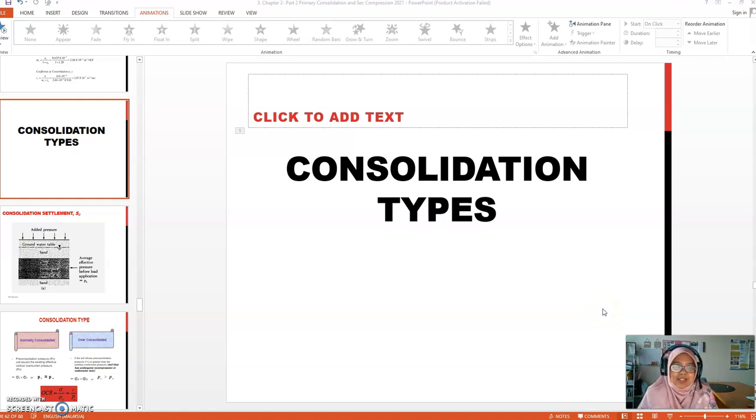Alright, so we meet again in compressibility and consolidation of Geotechnics 1. Last time we already saw the P sub C, C sub C, and C sub R, the e-log pressure curve. That was a characteristic of the soil consolidation. So today, in order to complete our chapter, we need to know the consolidation types.